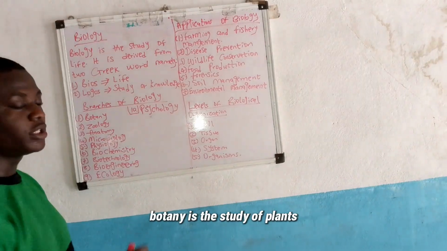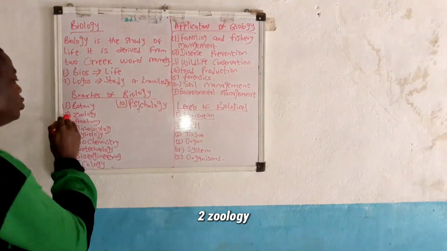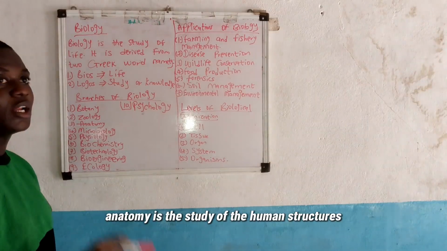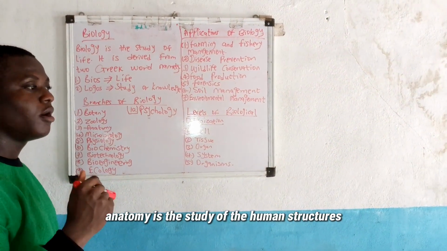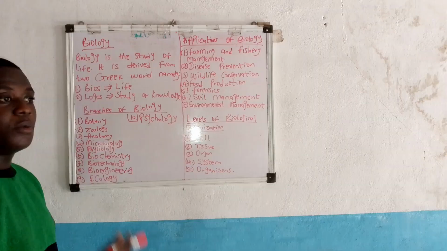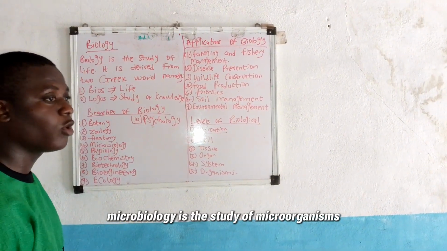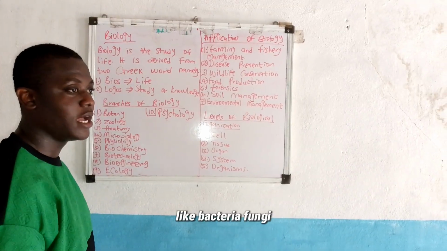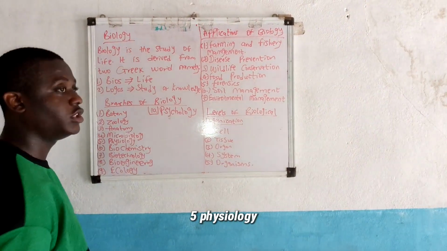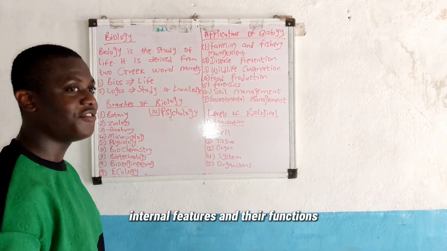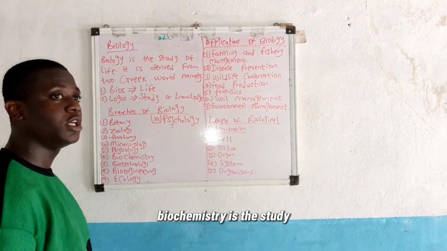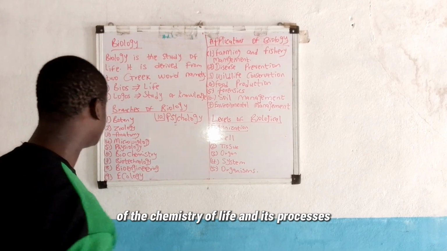1. Botany. Botany is the study of plants. 2. Zoology. Zoology is the study of animals. 3. Anatomy. Anatomy is the study of the human structures. 4. Microbiology. Microbiology is the study of microorganisms like bacteria, fungi, virus, etc. 5. Physiology. Physiology is the study of the body internal features and their functions. 6. Biochemistry. Biochemistry is the study of the chemistry of life and its processes.